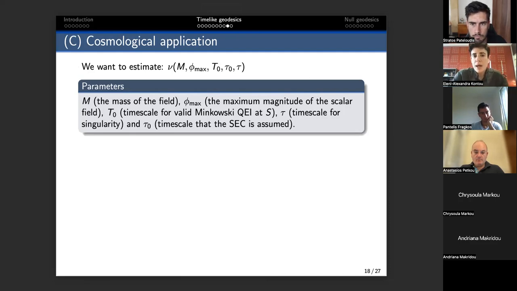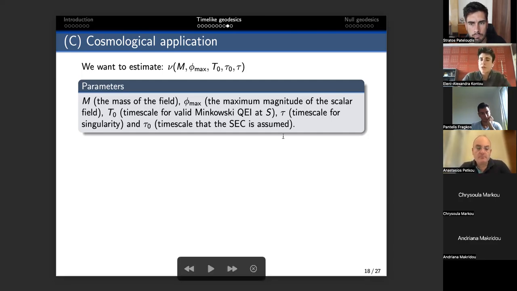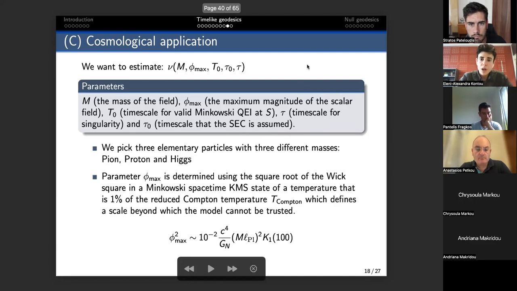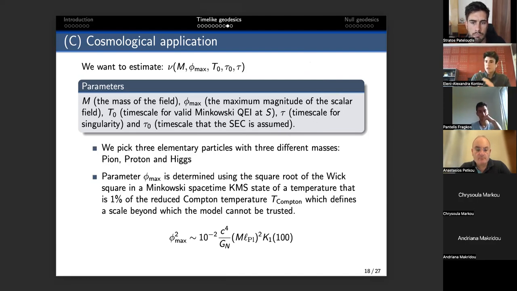So we want to estimate this required initial contraction nu that depends on these five parameters. We have the mass of the field, the maximum magnitude, the time scale for the valid Minkowski quantum inequality, the support of the function, the total time scale for the singularity, and the tau naught, the time scale that the strong energy condition is assumed. So first of all, we pick three elementary particles with three different masses in order to estimate the mass.